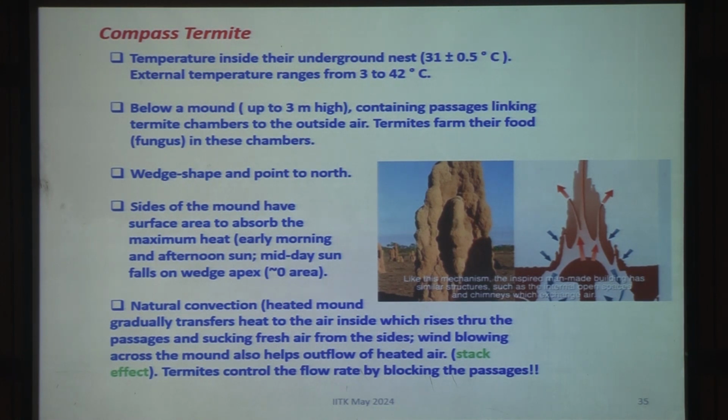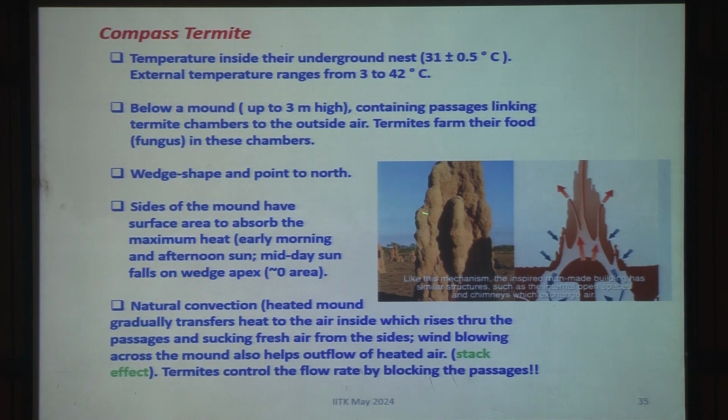When is the sun maximum? When it's falling just above your head. So it has a peak, and the area is 0. Maximum sunlight is captured by 0. All other times, the sun is falling from this side or from this side, and you have a large surface area. So during the day, as the day passes, a lot of sunshine falls on this. But this material has a high thermal capacity. It stores a lot of energy. It does not pass on the energy to the inside air. So the air still remains cool.